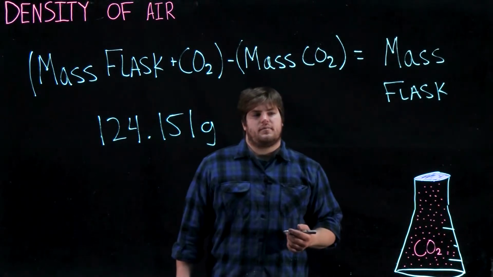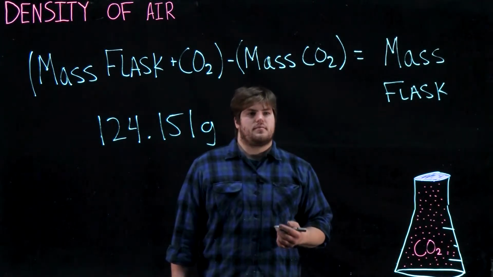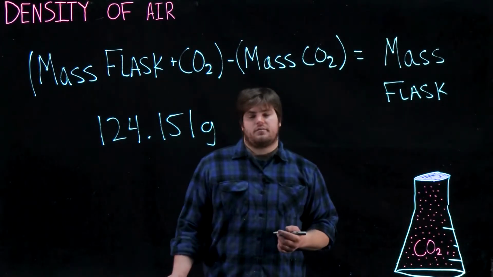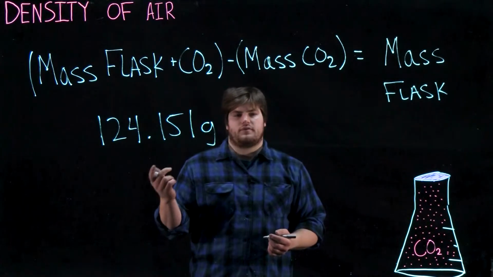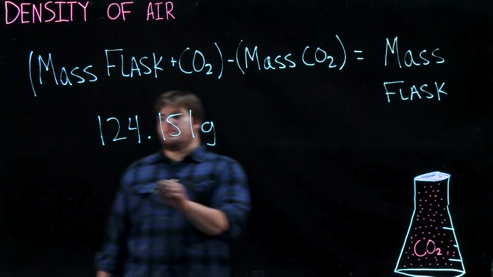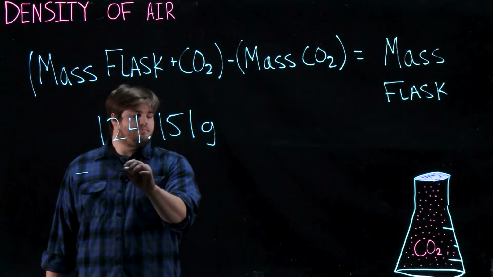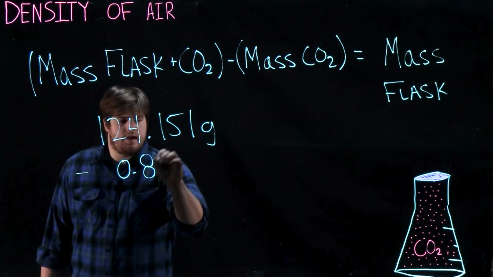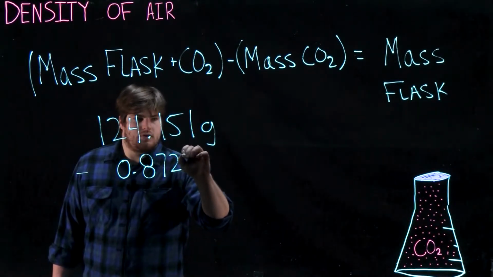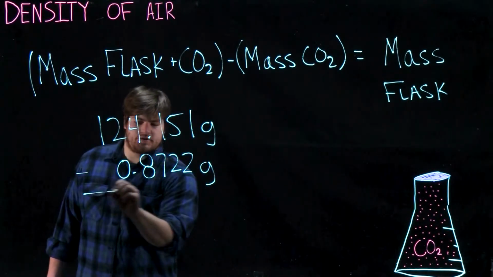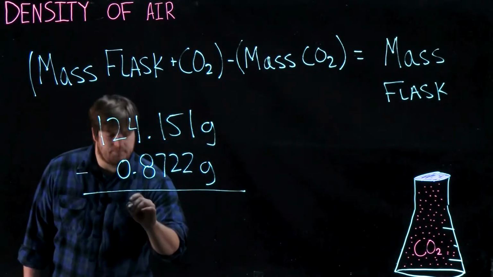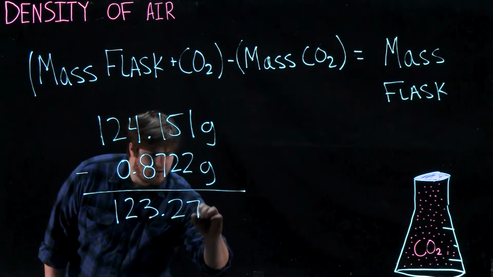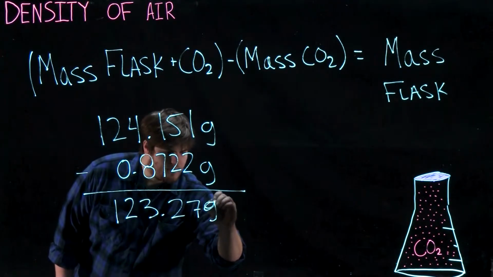Recalling the reason for calculating the mass of CO2 in the flask, it was to help us determine the mass of the flask we used to hold our sample of air. This is done by simple subtraction. If, for example, the flask weighed 124.15 grams, then we can subtract the mass that we just calculated for CO2 alone, which was 0.8722 grams. We can do a subtraction, and that'll give us the mass of the flask alone, which is 123.279 grams.